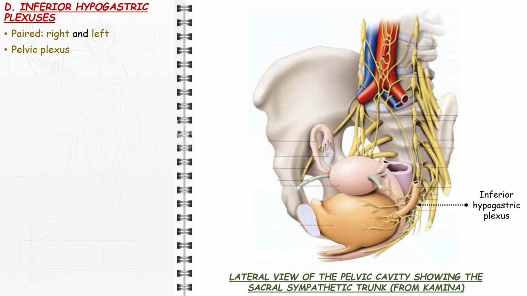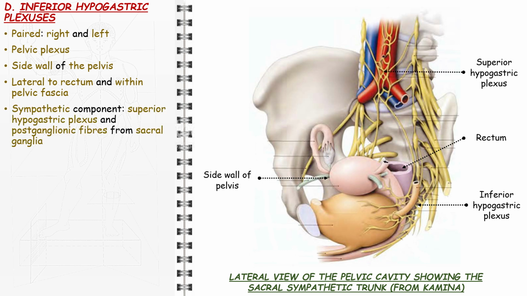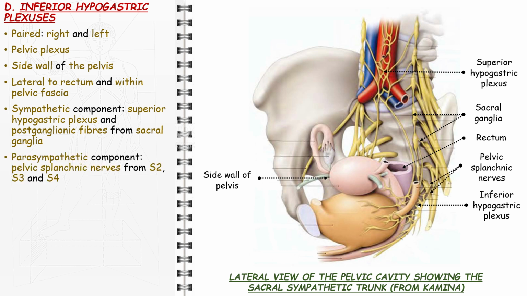The inferior hypogastric plexus is an autonomic plexus on the side wall of the pelvis, lateral to the rectum and within the parietal pelvic fascia. Its sympathetic components are derived from the superior hypogastric plexus by the hypogastric nerve and by branches from the sacral ganglia of the sympathetic trunk. Its parasympathetic components are carried by branches from S2, 3 and 4 nerves. These are the pelvic splanchnic nerves.